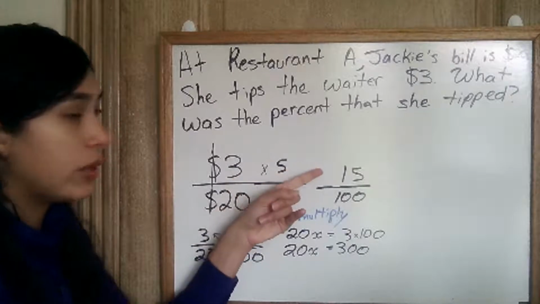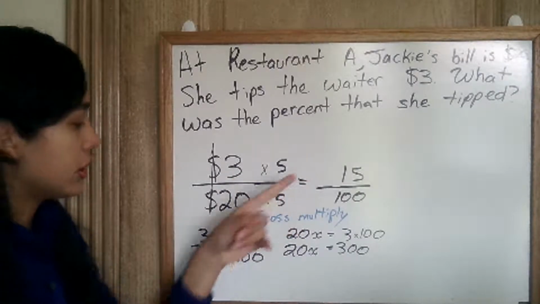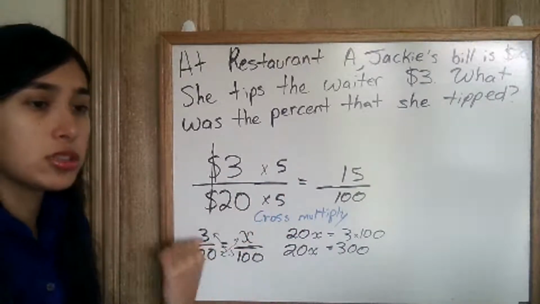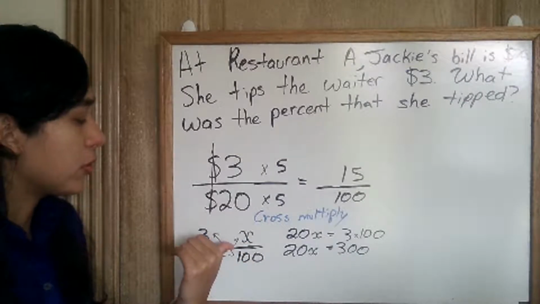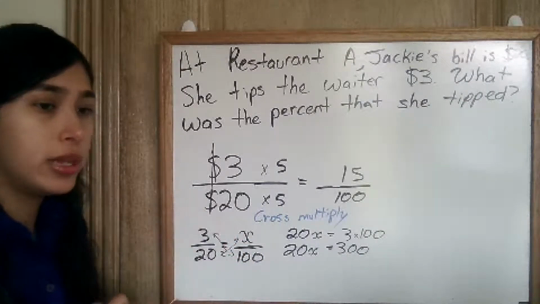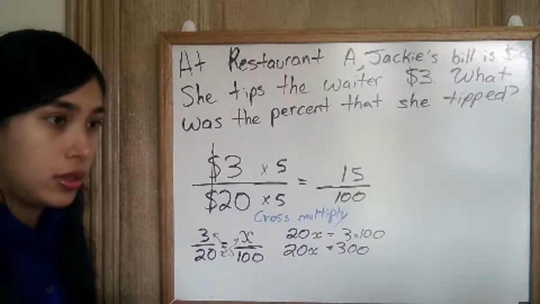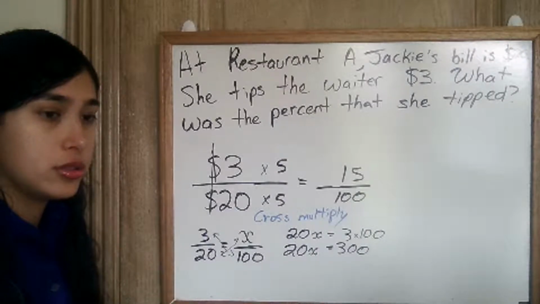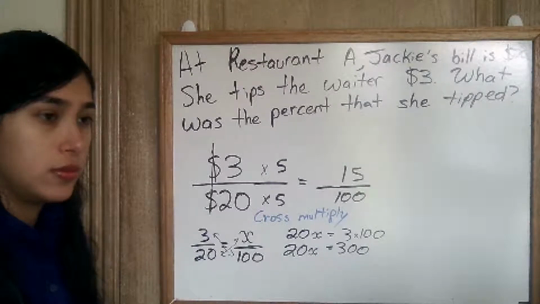So indeed we know that we are dealing with 15%, because if we cross multiply the different proportions, we get that value. Any questions?